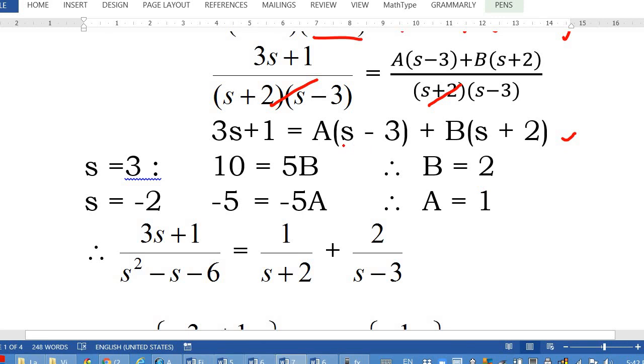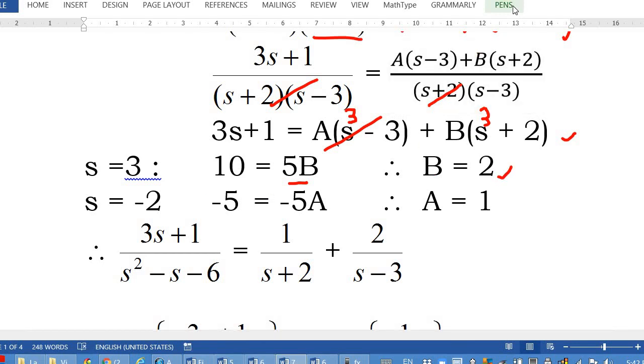Notice that for the linear term s − 3, for easy calculation, you can let s equal 3. Because when you let s equal 3, then 3 − 3, this term will be 0. And then for the B term, you have 3 + 2, you get 5B. And on the left side, 3 times 3 is 9, plus 1, you have 10. Then 10 equals 5B, so you can easily find that B is equal to 2.